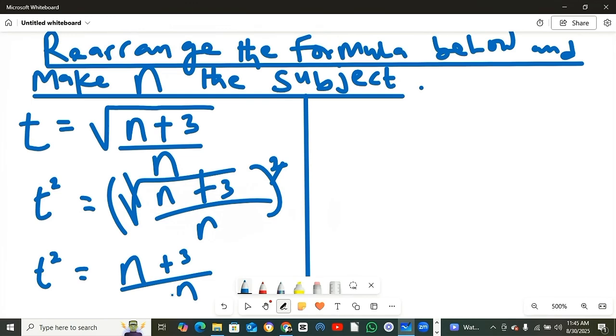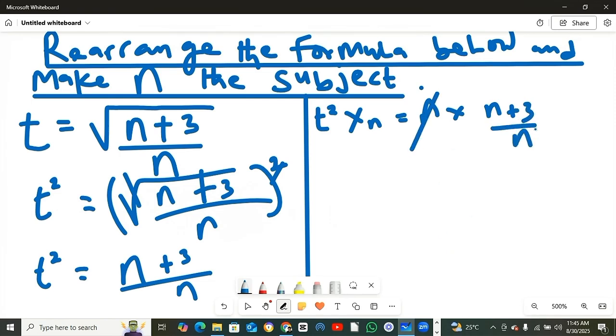So now that we have this, we have to eliminate the fraction, and to do that we're going to multiply this side by n and multiply this side by n. So this becomes t squared times n equals n times n plus 3 all over n. So we cancel out the n, and you're going to have t squared n equals n plus 3. So you can see you have t squared n equals n plus 3.